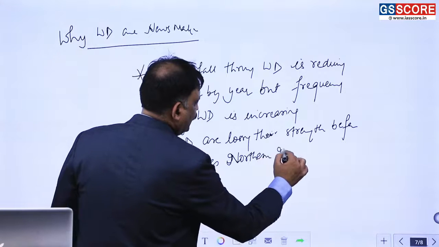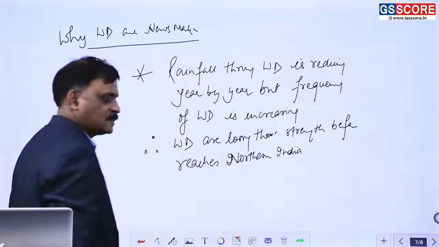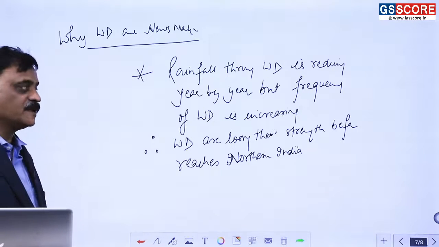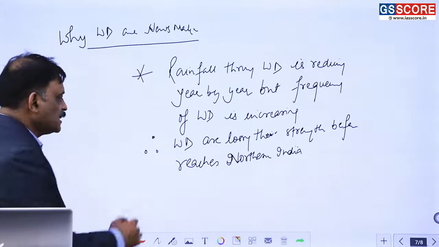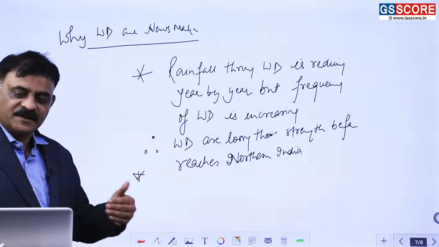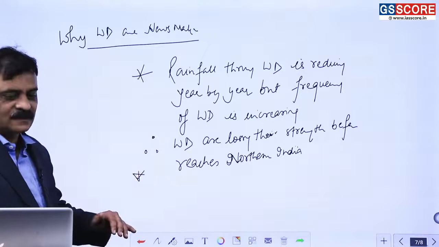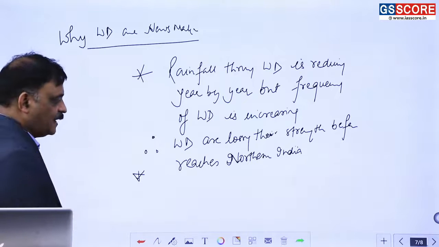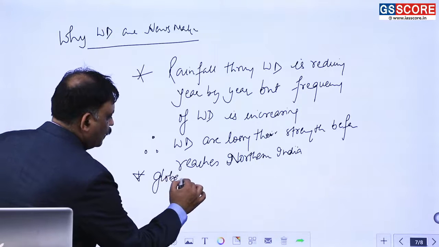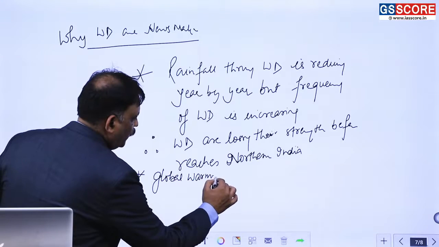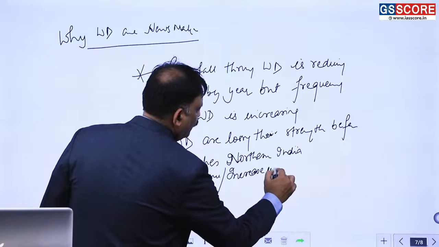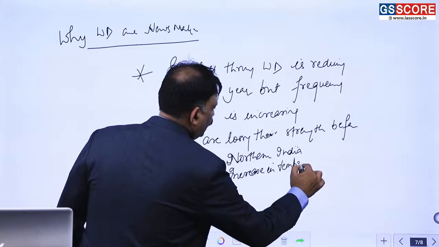So we have already seen that this is an important implication for us, that if they are losing their strength, then it carries an important implication for all of us, especially the people of northern India. Now it is also observed by the Indian Meteorological Department that the frequency of the Western disturbances is increasing, but the rainfall is reducing, and they are trying to connect it with global warming or increase in temperature.